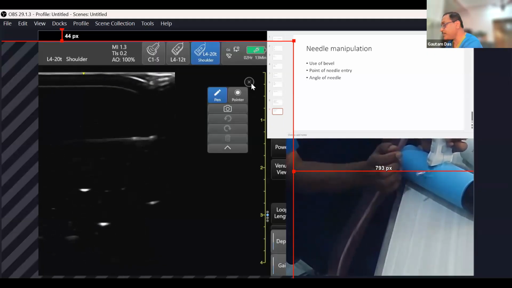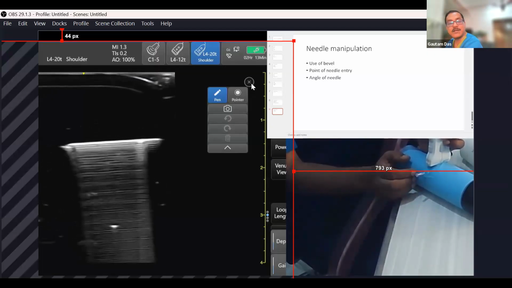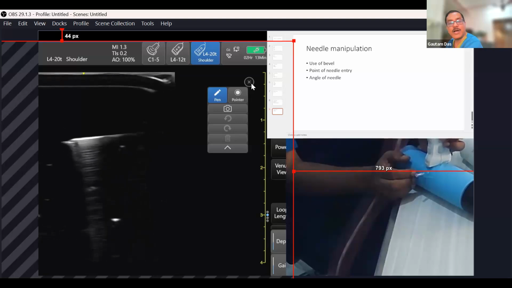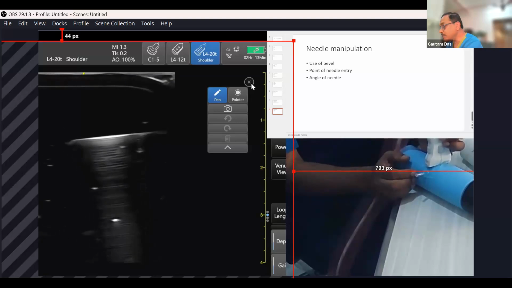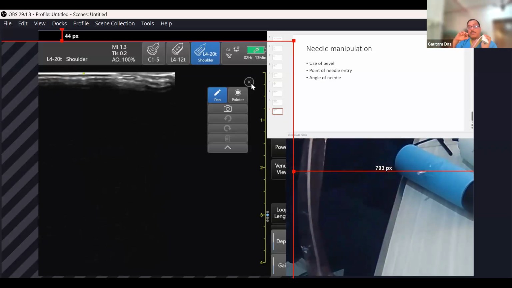So now, you see, not the whole needle is visible. Some part is visible. Here I'm visualizing the tip. Here I'm visualizing the shaft. Now I'm seeing the whole needle. But now I'm not seeing the whole needle. That means your ultrasound beam is a little bit oblique.